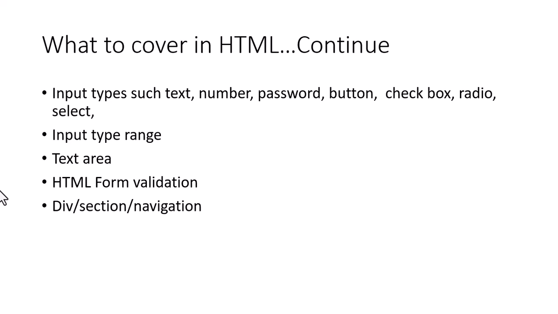Then we will cover division, section, navigation, and one thing I forgot, hijacking. Hijacking is actually searching from other websites like YouTube, Google, from our web pages. Like if we enter something in our text field and press the button, it will go to, for example, YouTube, and will search that particular request. And so many other minor things will also be covered.